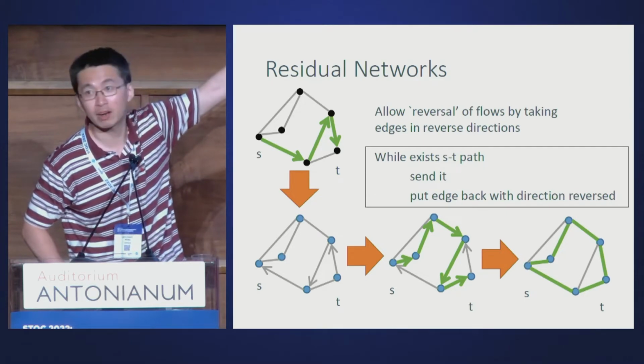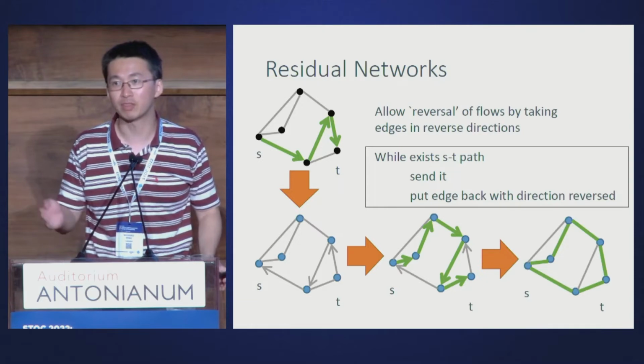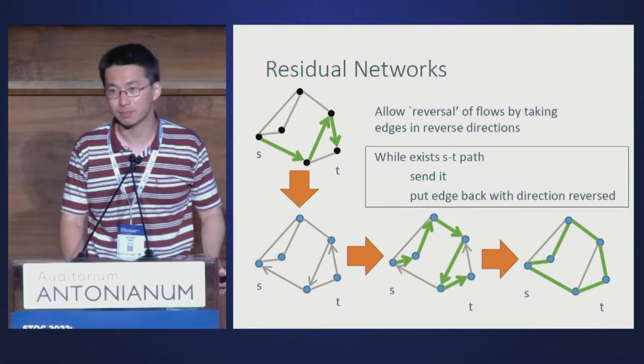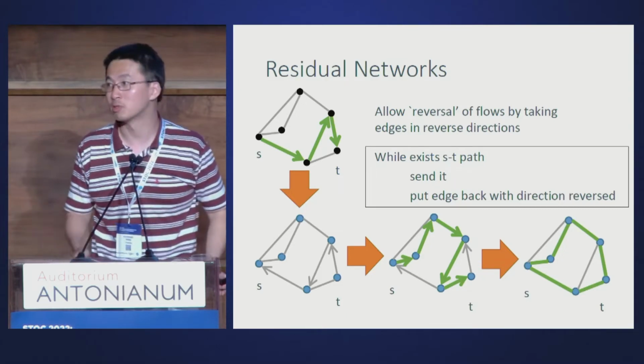That way in the middle there, it's using it once in the downward direction. So once I send flows in both directions along an edge, they cancel. And once you get that kind of cancellation, it just undoes itself.